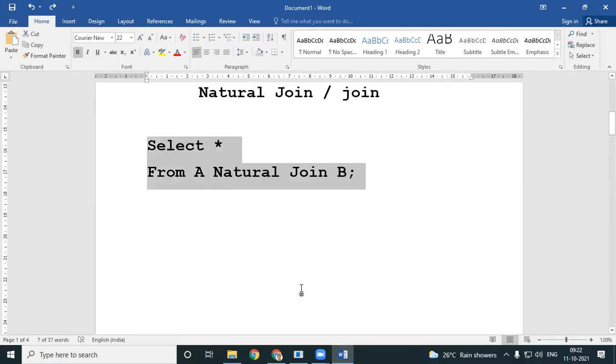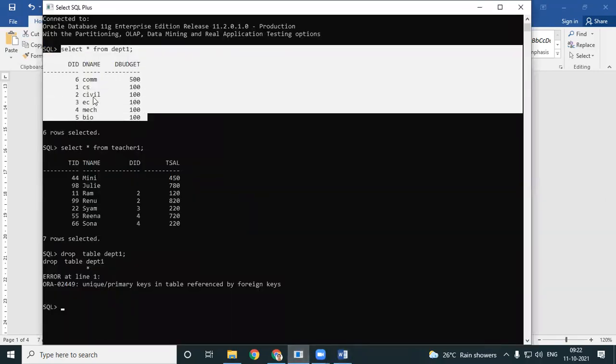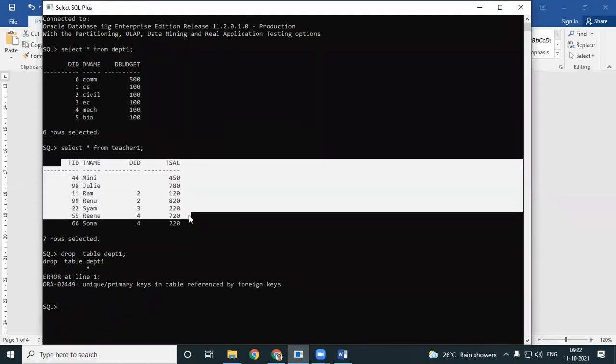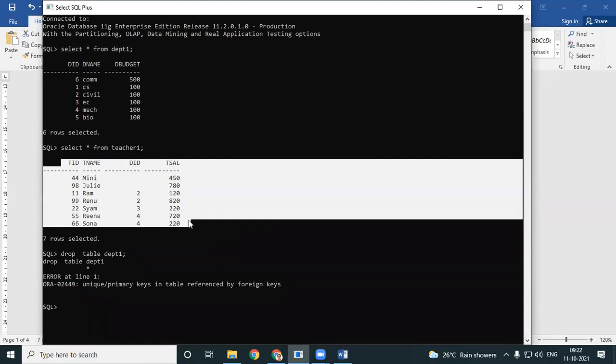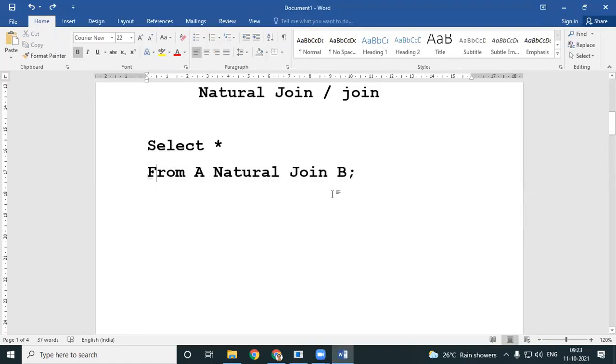Now let's do it with the help of a table. Look here, I've got 2 tables. I've got a department table where DID is the primary key. I have name and budget. I even have PID over a table called teacher1, where PID is the primary key, and then I even have DID. Now look here, these 2 tables are connected through the primary key, which is the foreign key over here. So now these are my tables, DEPT1 and teacher1. Let's write a query to join these 2 tables.